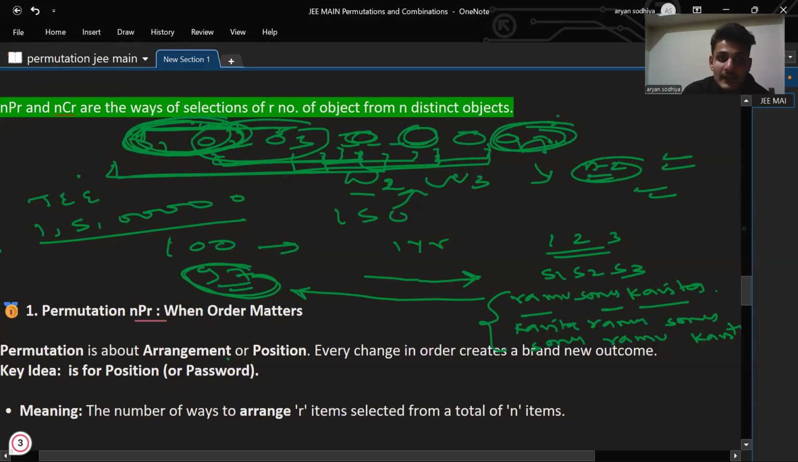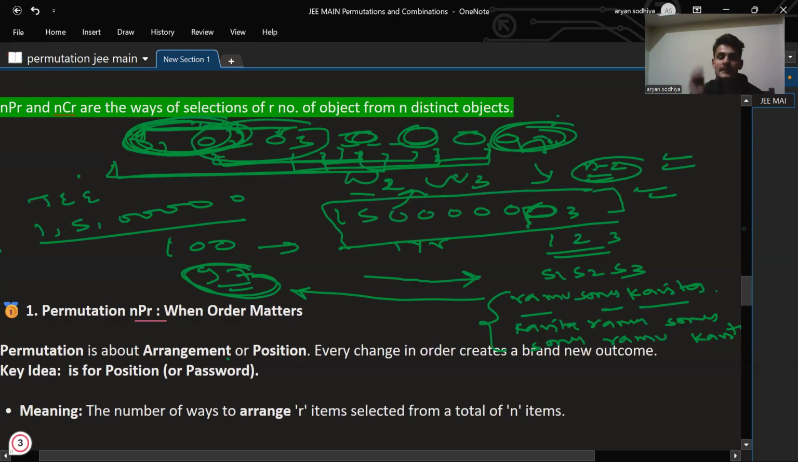So you can say that 15 lakh C3 possibilities are there. P3, sorry. 15 lakh P3 possibilities are there that any three students can take the ranks. Okay, so that's about a real life example.